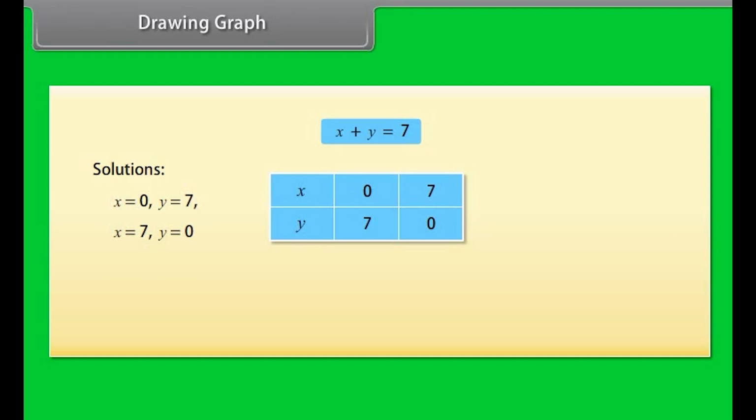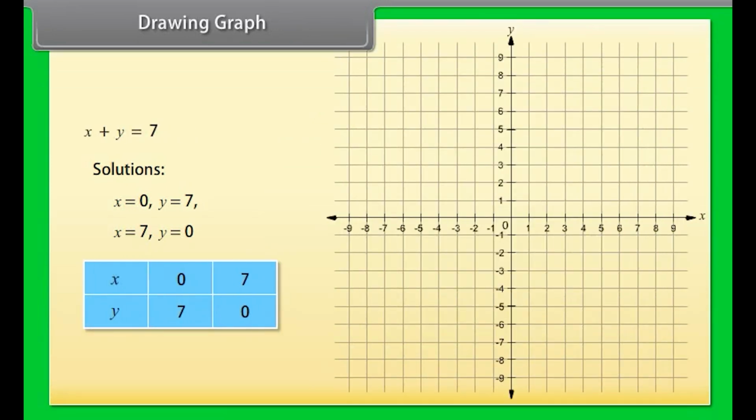We can use this table to draw the graph. These are the values of x and these are the values of y. The point for the values x is equal to 0 and y is equal to 7 is this. And the point for the values x is equal to 7 and y is equal to 0 is this. Now join these 2 points. This is the required graph for the given equation.